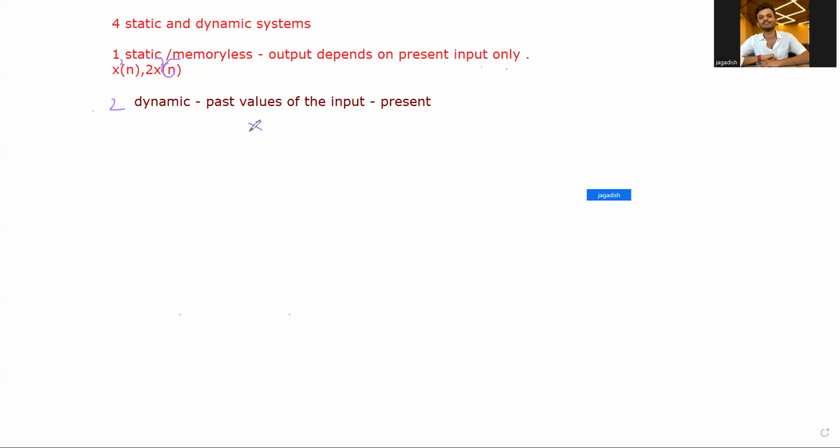Can you tell me an example of a past? I will be having x of n minus 1. This is your past. I can have the present value also. Then this system is called non-memoryless. Whatever I have discussed, that is a non-memoryless system.